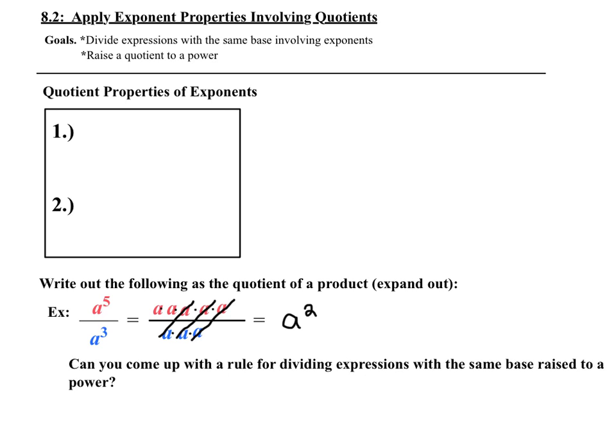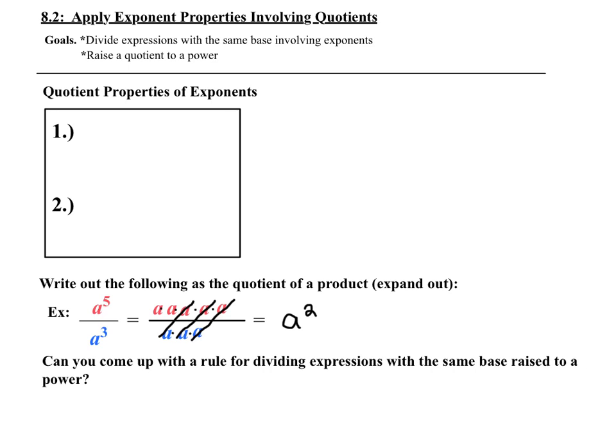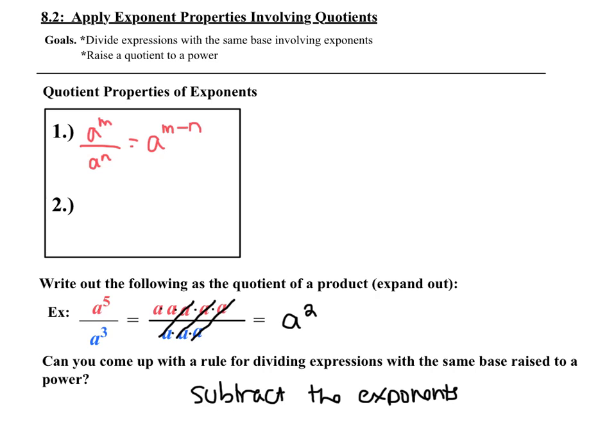So the rule that we can come up with for dividing expressions that have the same base, in this case the base was both a and they're being divided, you can see that the exponents were 5 and 3 and it ended up being 2, so you can subtract the exponents. And so the rule that we're going to write is that if we have a to the m over a to the n, we can make that a to the m minus n.